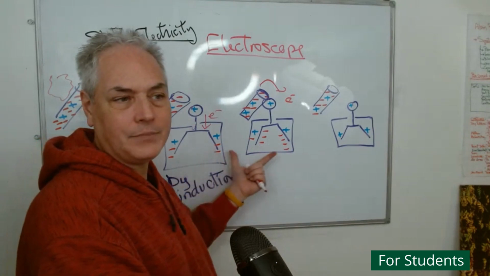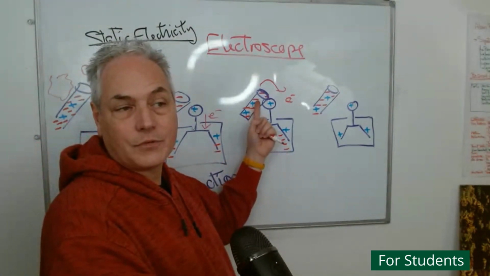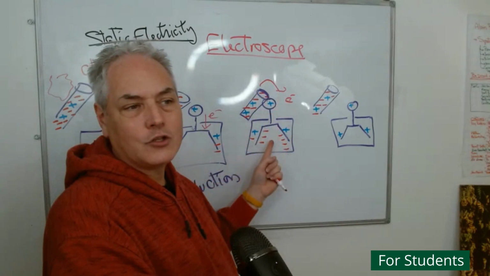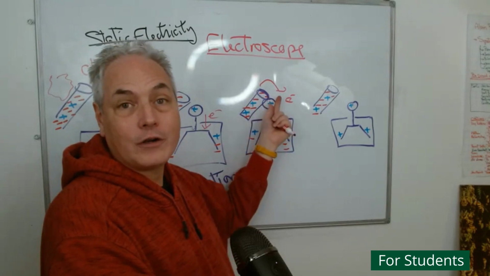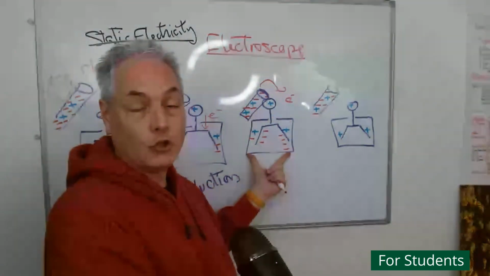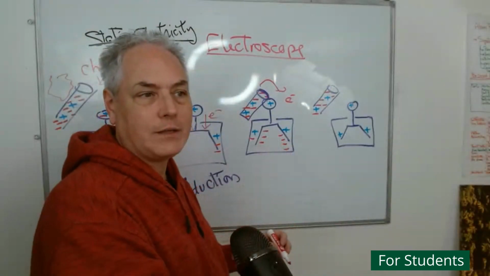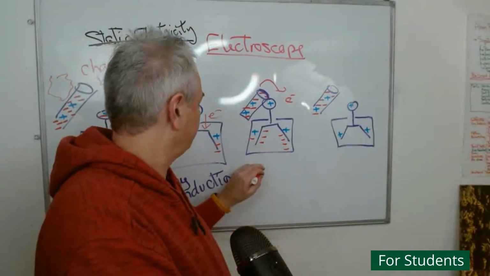They separated. Now here, because I touch the ball here by contact, electrons are jumping in. So now I have 4 electrons that are adding to the whole charge of the electroscope. This is what we call charging by contact.